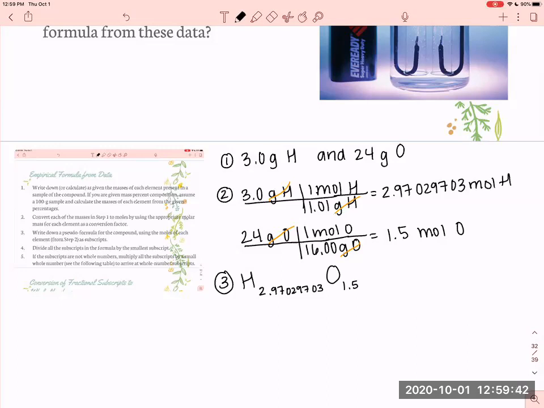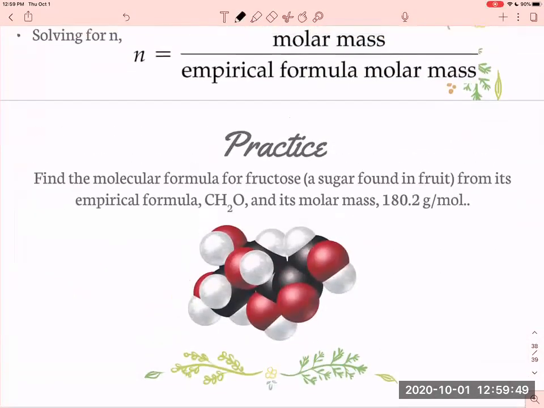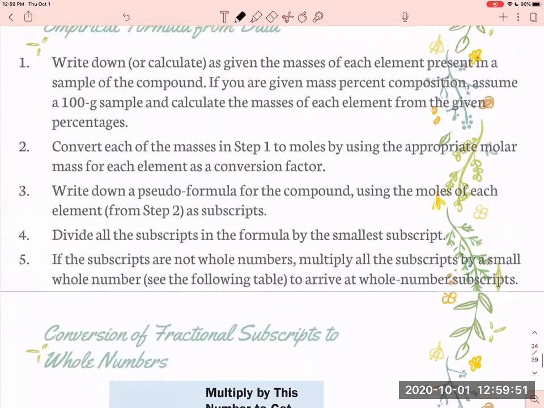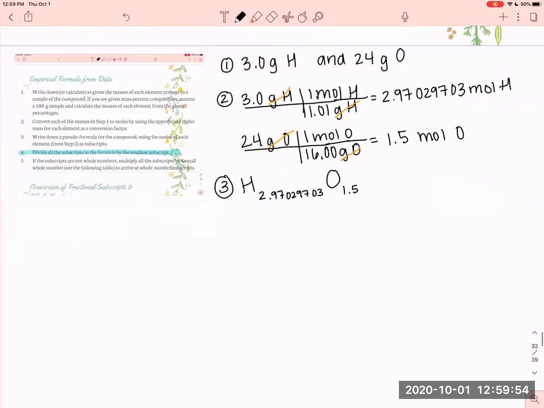So step 4 is divide all the subscripts by the smallest subscript. This is the step people forget the most often. So really try to remember that step 4 is probably the most important step because it is going to help you get whole numbers as fast as you can. We cannot round this. You cannot say 2.97 is 3 and 1.5 is 2 because what would you get? H3O2? You know that's not water. So we know we can't do that.